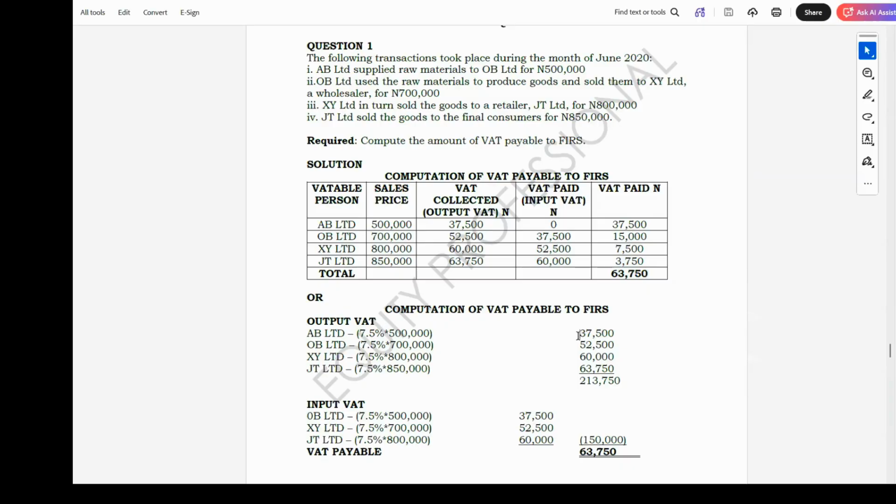Either way can be adopted as your computation when you are asked for this kind of a question, as various stages of distribution from the manufacturer to the final consumer. You can do either way, any of the way. Any of the way can be adopted by the manufacturer. So that is how to compute value added tax as well, at various stages of distribution.